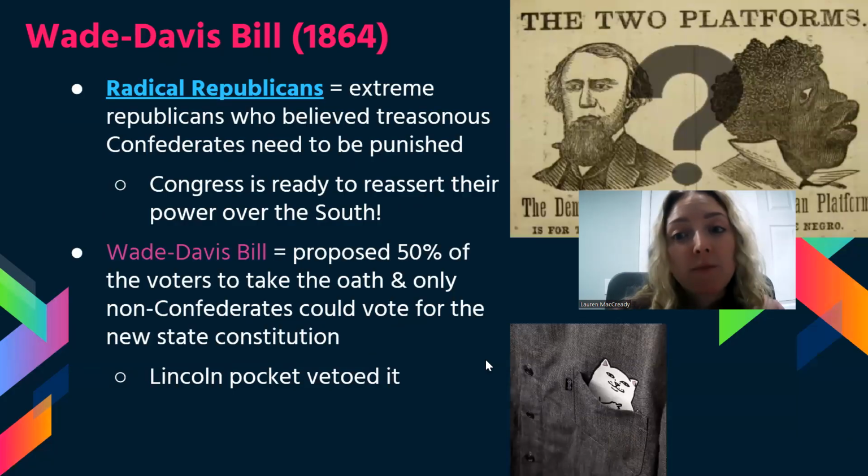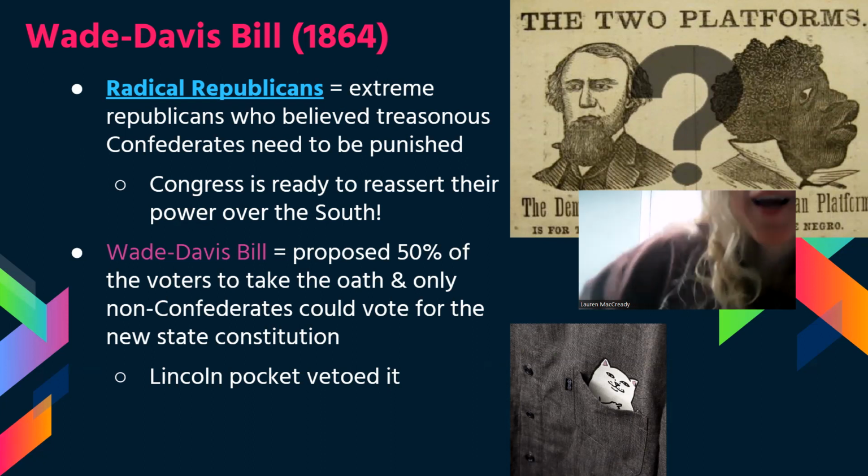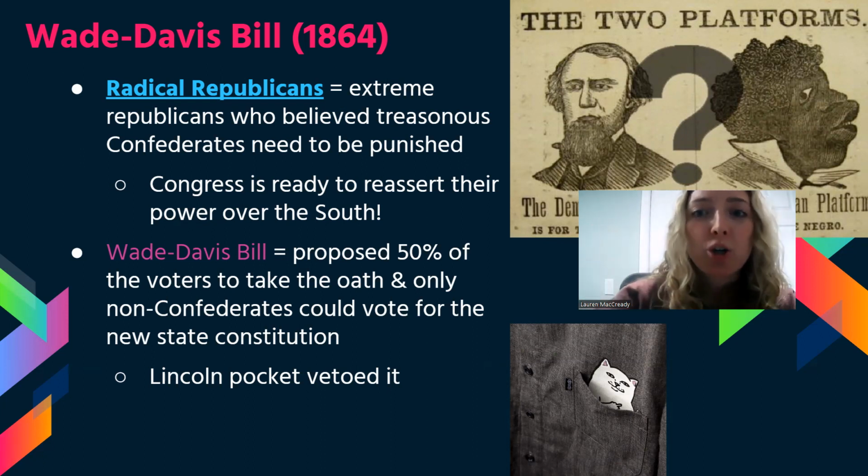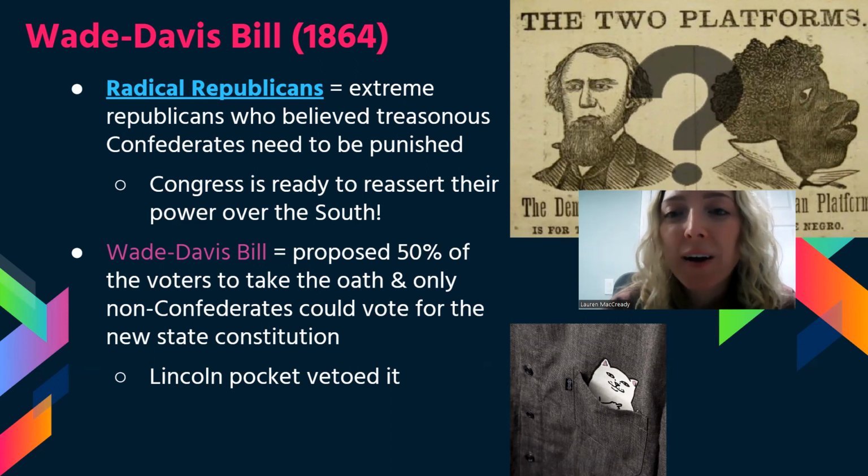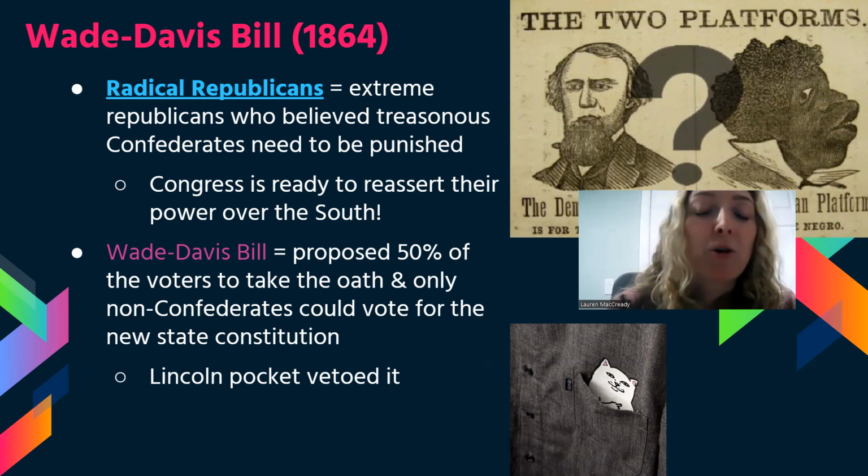The Republicans in Congress have a very different idea. Radical Republicans is the name of the group of Republicans who were in Congress before the Civil War and during the Civil War. We're really the ones fighting and orchestrating all this, the fighting against the South. They want their pound of flesh from the South. They are extremists who believe that the Confederates were treacherous and treasonous, and they need to be punished. And so they are ready to reassert their dominance over the South. They want to make them bleed and kind of beg to come back and make it harder.